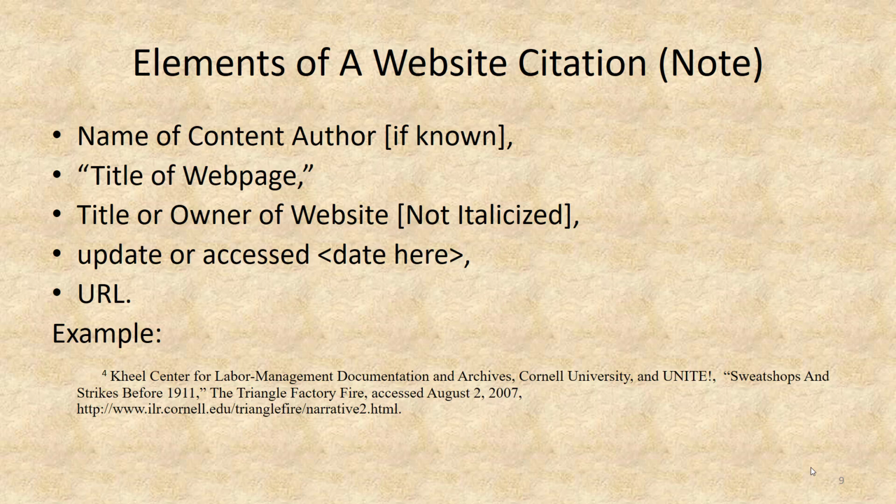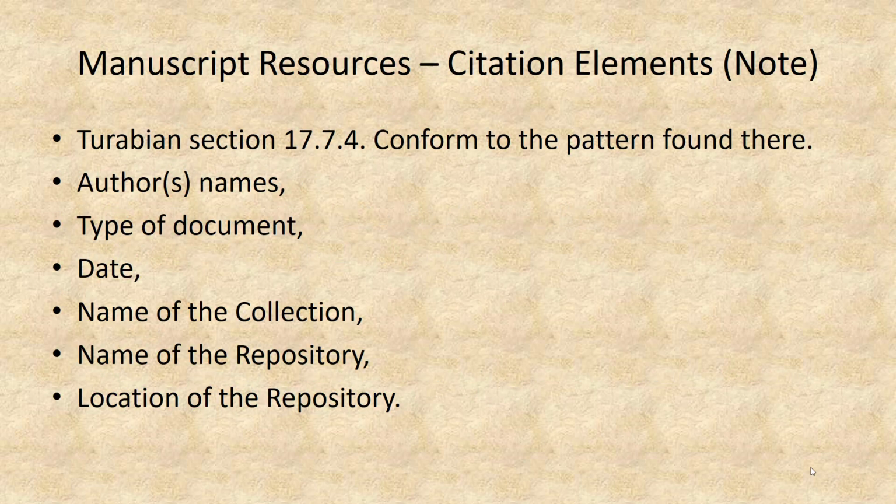Next is the date I access this URL, and the URL itself. Well, as tricky as websites are, manuscripts like letters and diaries, especially if they live in an archives but are not published, are even trickier to cite because there's so many different kinds. So use good judgment. Because manuscripts are so varied, Turabian recommends a general pattern rather than guidelines or rules. I recommend that you read section 17.7.4 if you use any unpublished manuscript, which I hope you will do.